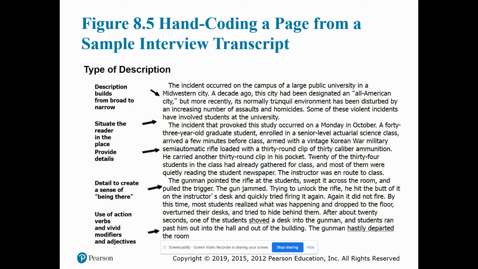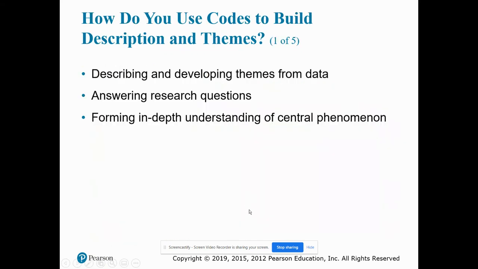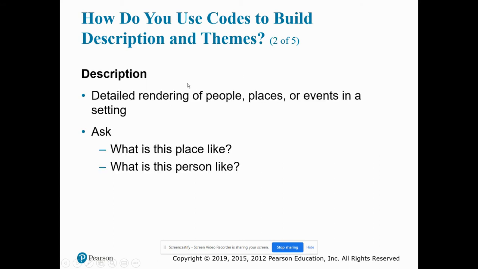So here's an example interview transcript. You can look at that and get an example of what the components are for that. How do you use codes to build description and themes? Because that's what you're doing. You're coding to get your descriptions and themes so you can report your data, your findings, okay? So describe and develop themes from data by answering research questions and forming an in-depth understanding of your central phenomenon. So that's essentially what's going on.